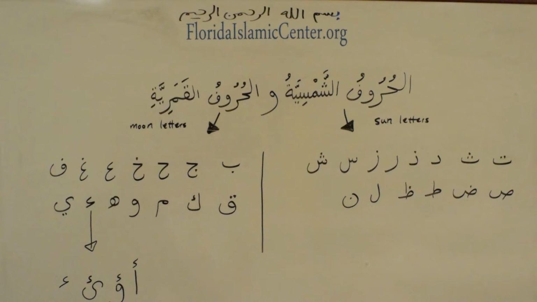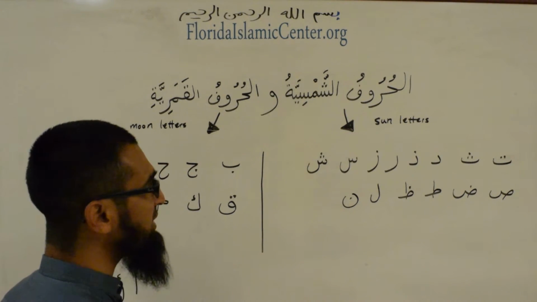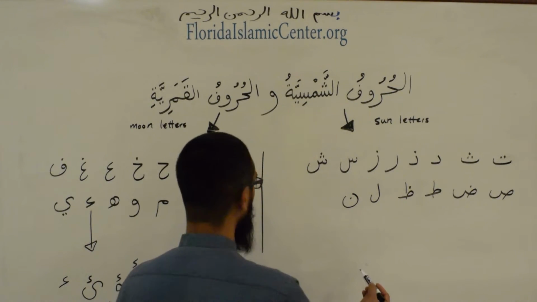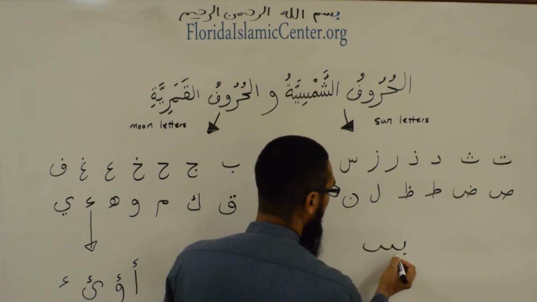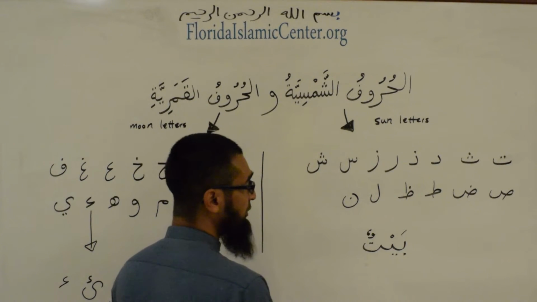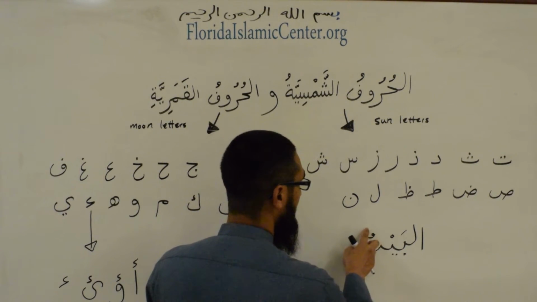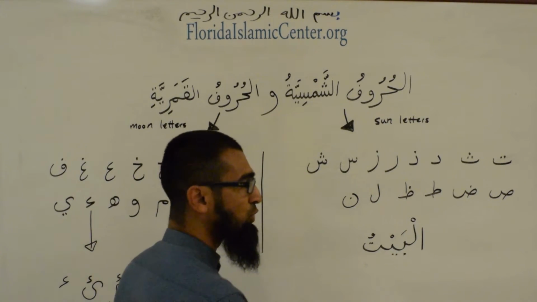Now why did we introduce the sun and moon letters, and why did we separate them in the first place? We separated them because we said in the previous key point that a word can take alif lam. For instance, the word baytun can take an alif lam. If we put alif lam on it, it becomes al-baytu. You can put a little sukoon there.